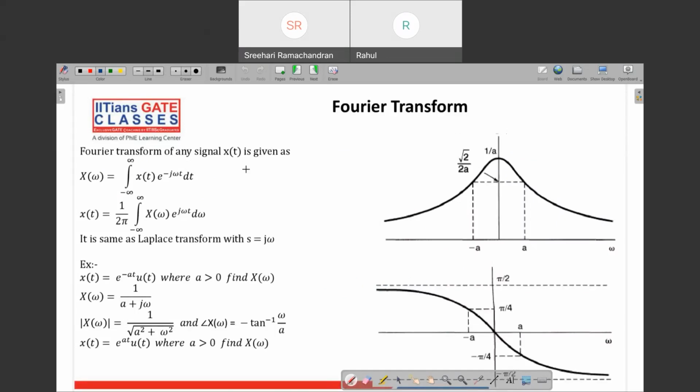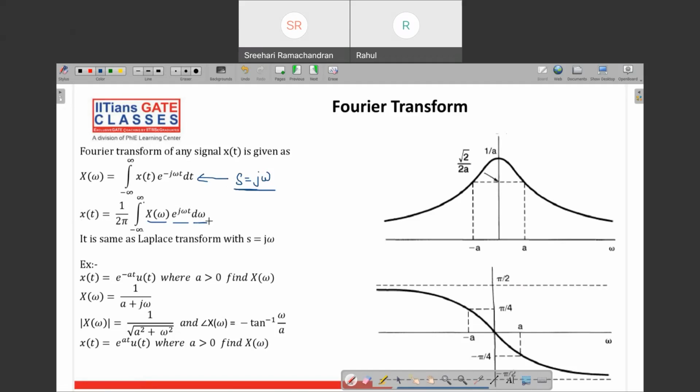So this Fourier transform we calculate by this formula. Now if you see this formula, this is the same as what we saw in the Laplace transform with s equal to j omega. If you replace the s with j omega, the Laplace transform formula becomes the Fourier transform. And we have the inverse Fourier transform formula also. So x of t is equal to 1 upon 2 pi, integral from minus infinity to infinity of X of omega e to the power j omega t d omega.